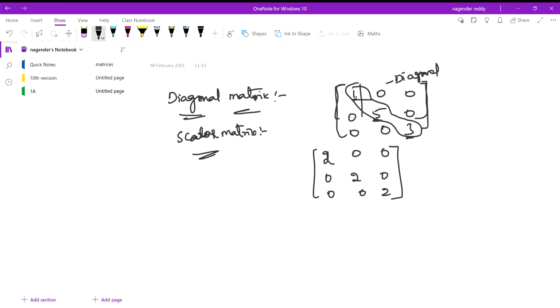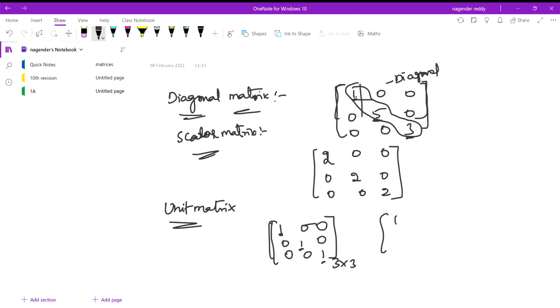And we'll go for the unit matrix. In a unit matrix, in the principal diagonal, compulsorily we should have 1. Then it is called a unit matrix. If this is a 3 by 3 unit matrix, we also have 2 by 2, and 1 by 1 also we have. It is denoted with I 3 by 3, I 2 by 2, and I 1 by 1.